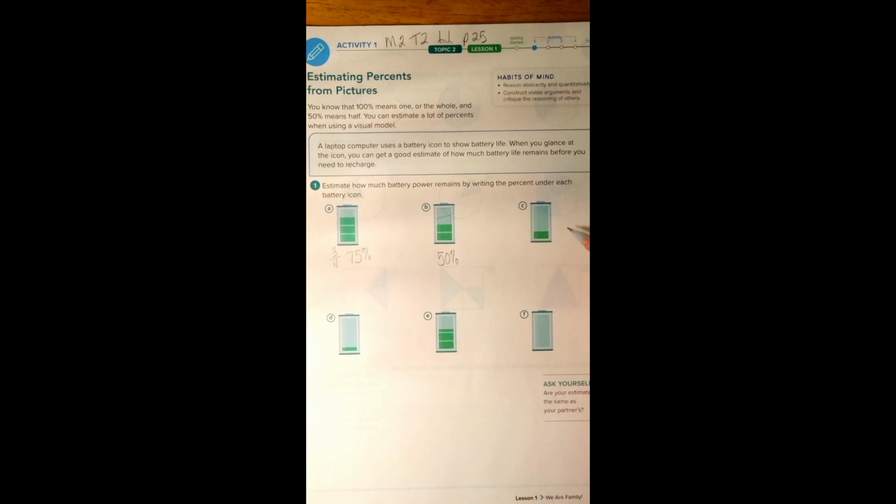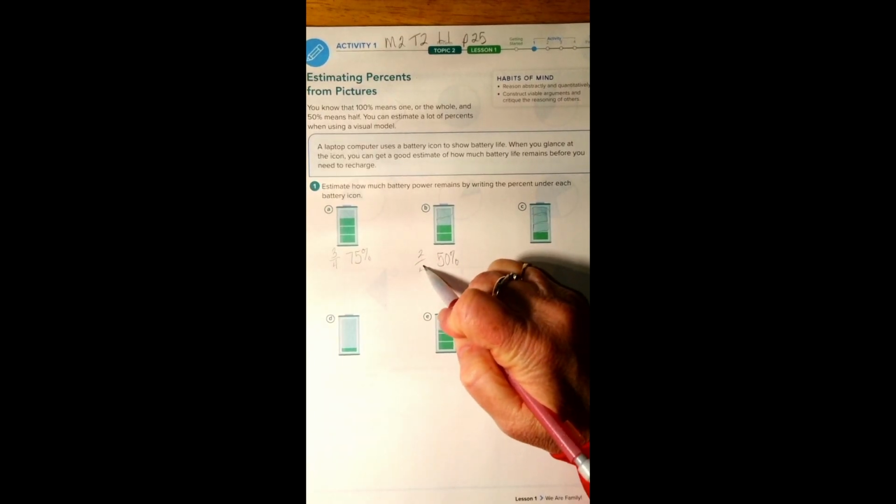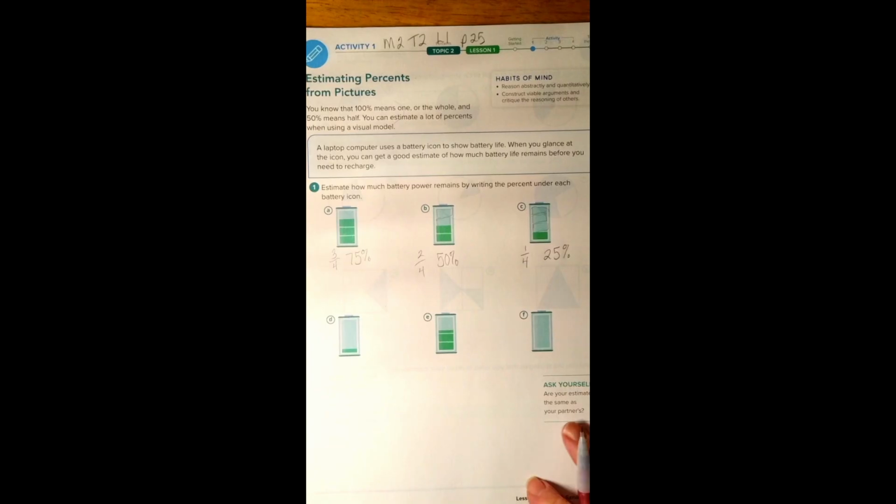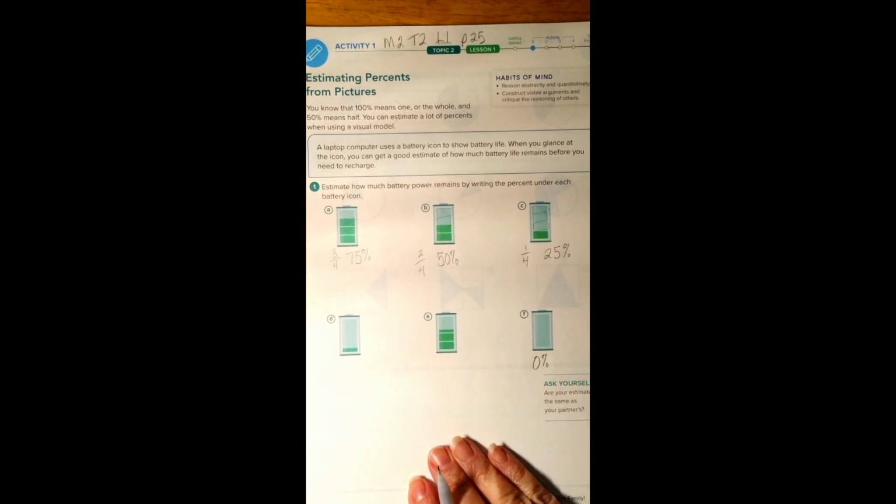When we look at letter C, it looks like there's 1 of the 4. This one was 2 out of the 4, and this one's 1 out of the 4, so we know that's probably a 25% battery. F is pretty easy. You've got a problem here because your battery is dead. That's 0%. So then what about D and E?